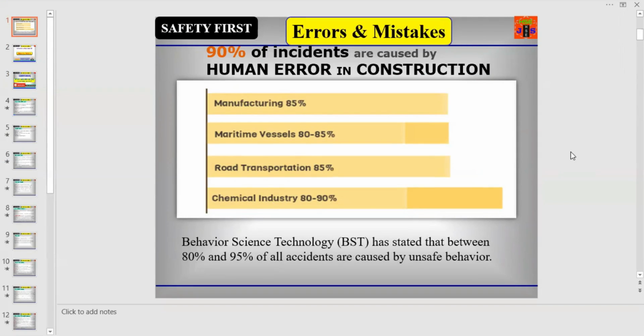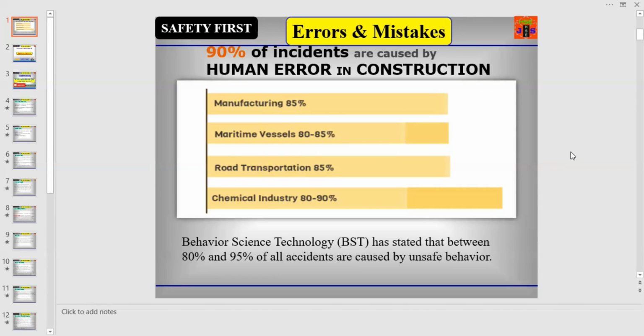Dear friends and fellows, 90% of accidents are caused by human error in construction, 85% of accidents in manufacturing, 80 to 85% in maritime vessels. In road transportation, the percentage of accidents is 85%, while in the chemical industry it is 80 to 90%, just because of human error.